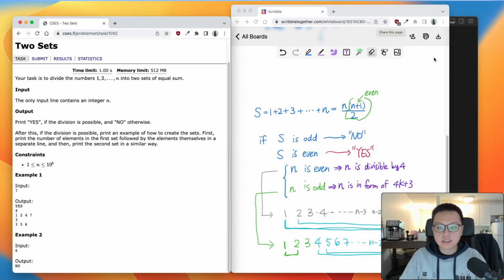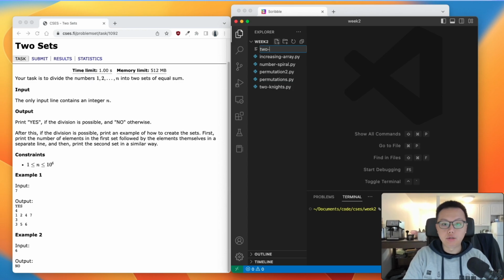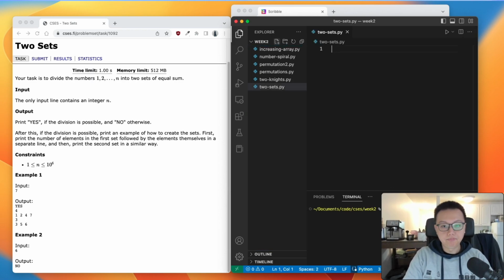Okay, so this is the idea of how to solve this problem, and let's try to code it up. To code this up, we first create a new file, and then we read the number. Whatever n is, we just compute the sum as n times n plus 1 divided by 2.